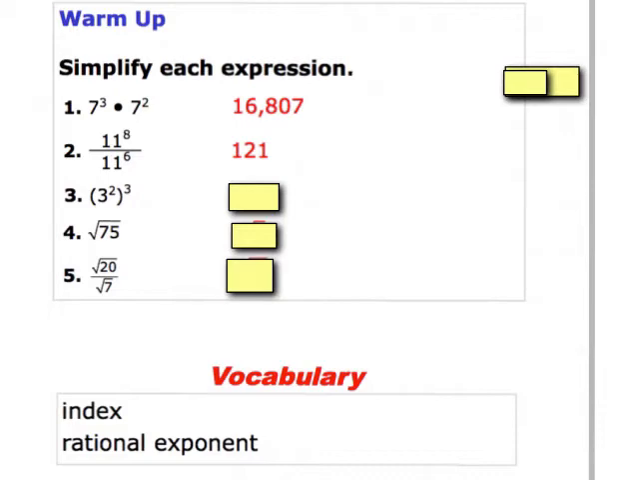For the third one, you have a power to a power. So remember, when you have a power to a power, you multiply. Alright, so it's going to be 3 to the 6, or 729.